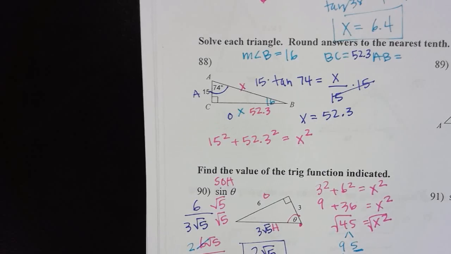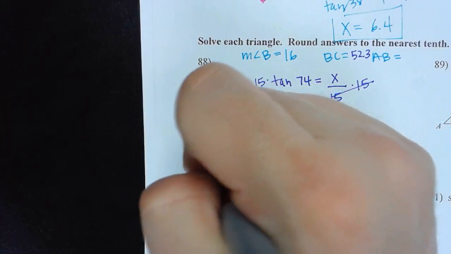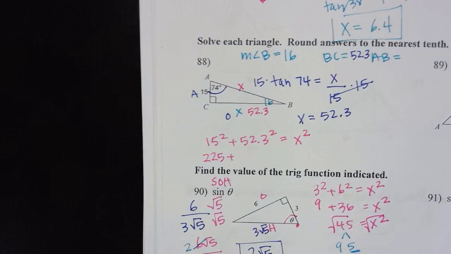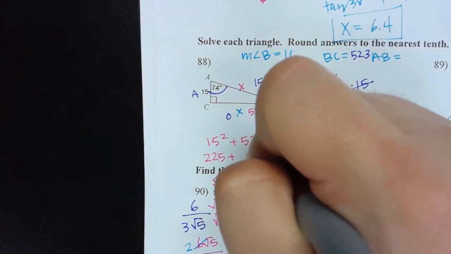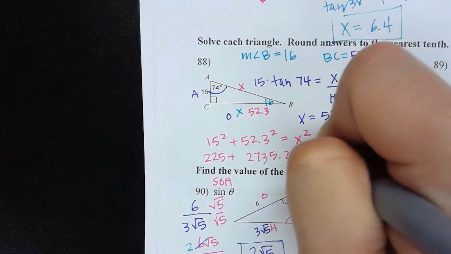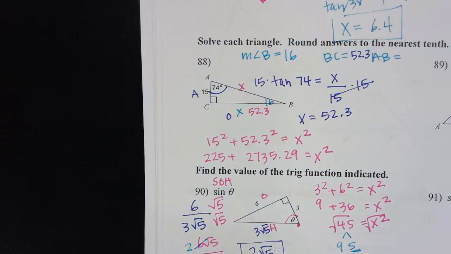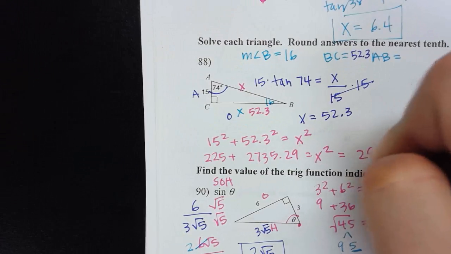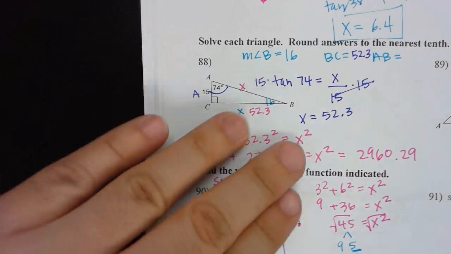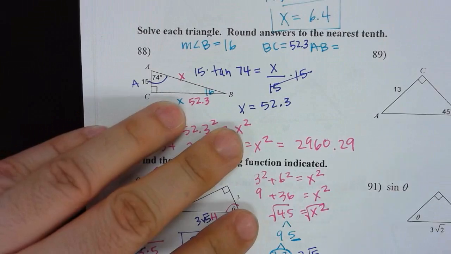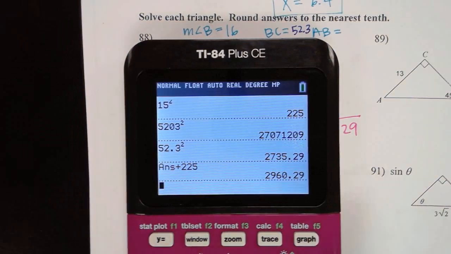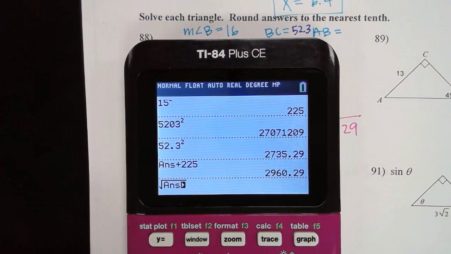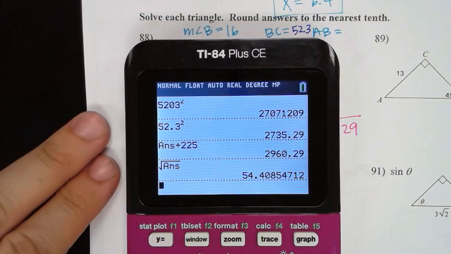So 15 squared is 225. 52.3 squared is 2,735.29. If I add those together, I get 2960.29. So we're right here. And then if I want to solve for x, I have to take the square root, and that's going to be my answer. So we will square root our answer, and we get 54.4.